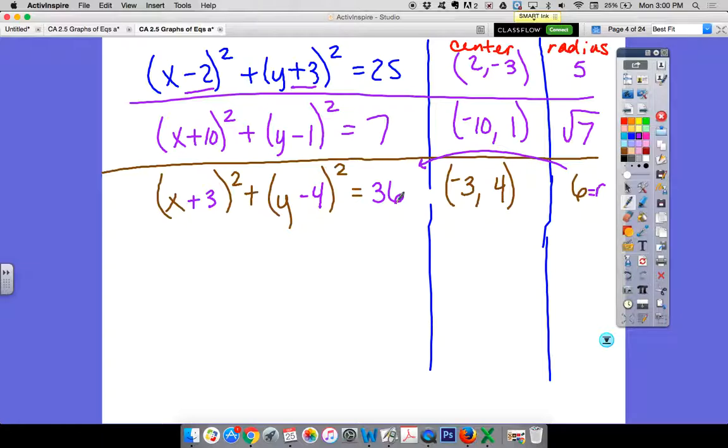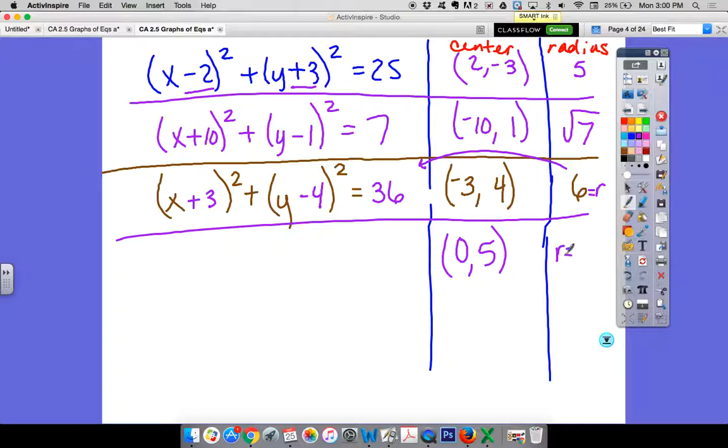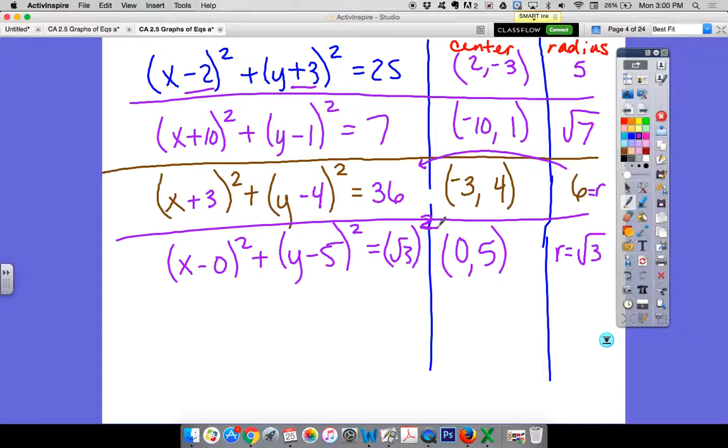Now, what if you had (0, 5), and then your r was the square root of 3? It's not a big deal if you leave the x minus 0 in there, but that's not the way you need to leave it. You're going to have y minus 5, because you have to change the sign, and then square the square root of 3. If you need to work it out where you can see it, go ahead and show yourself, yes, I'm squaring that. This portion right here, you need to clean that up.